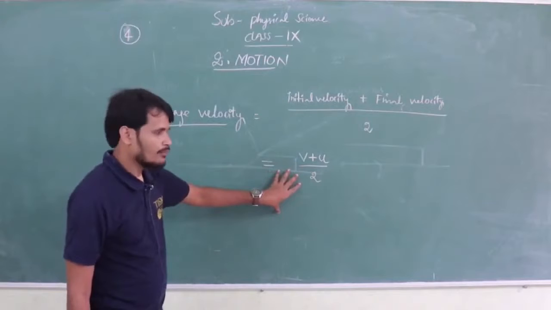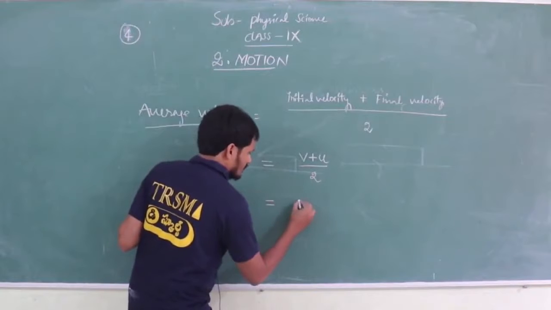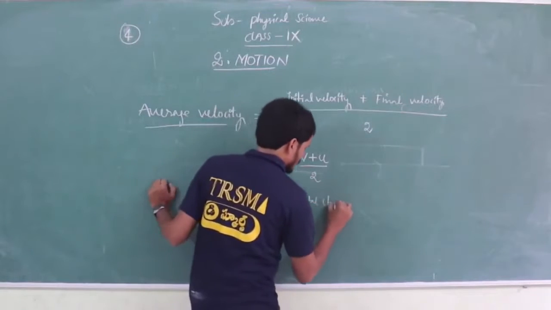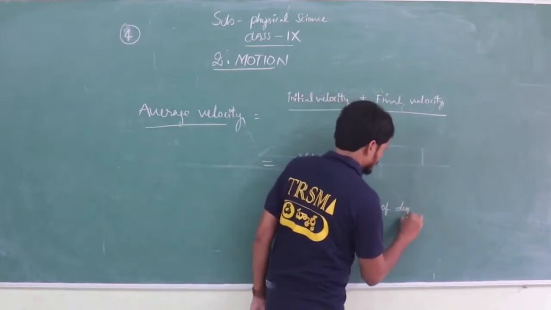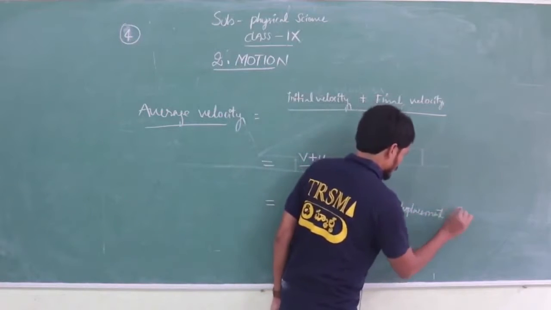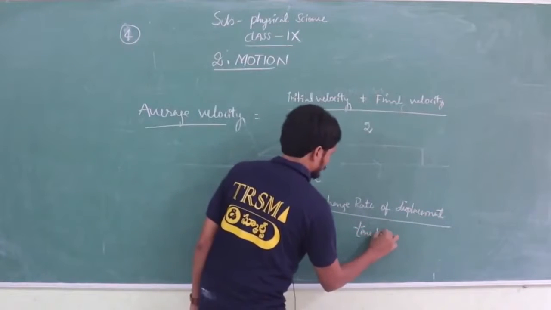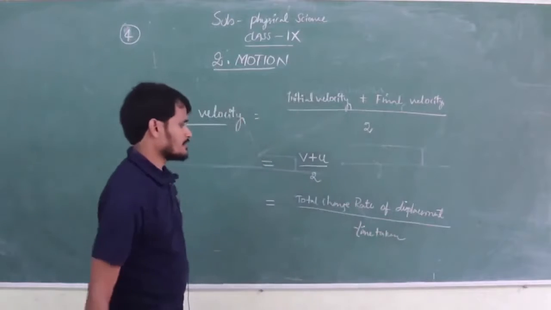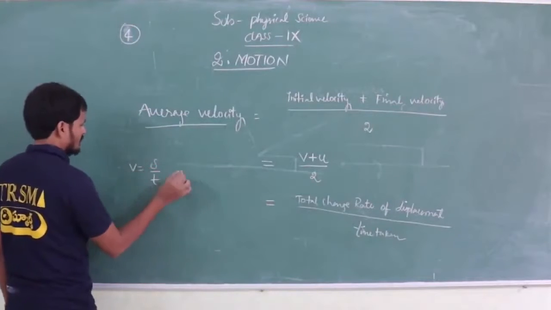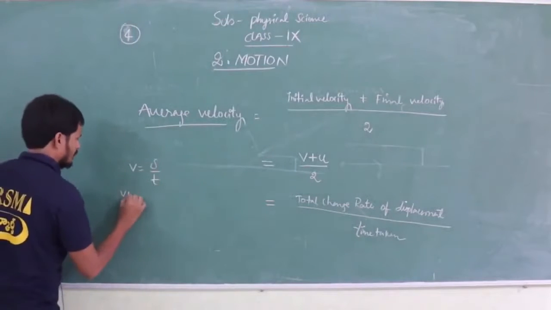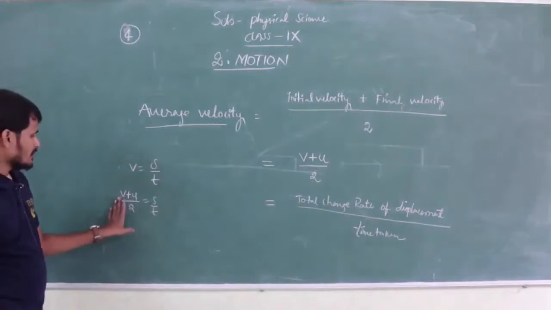If we apply the same idea to average velocity, it is the total change of displacement divided by the time taken. That means v equals s by t. So (v plus u) by 2 equals s by t. That means both are equal.